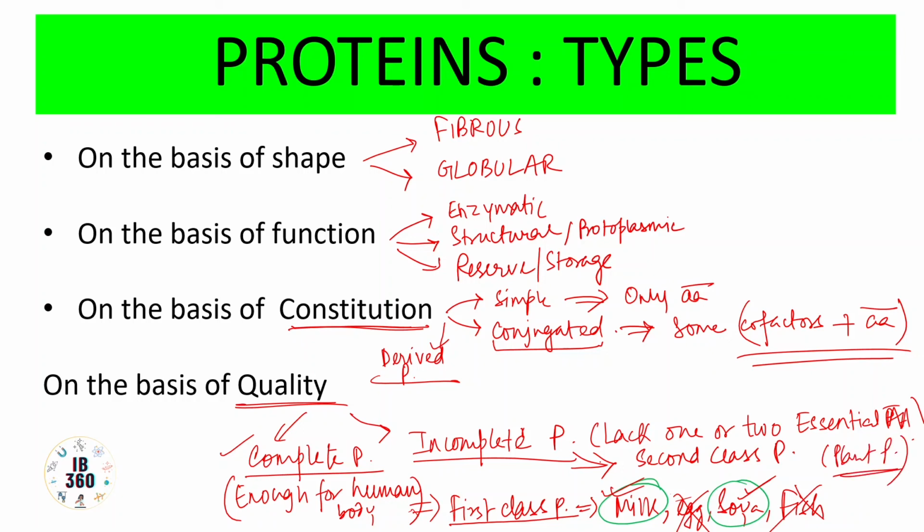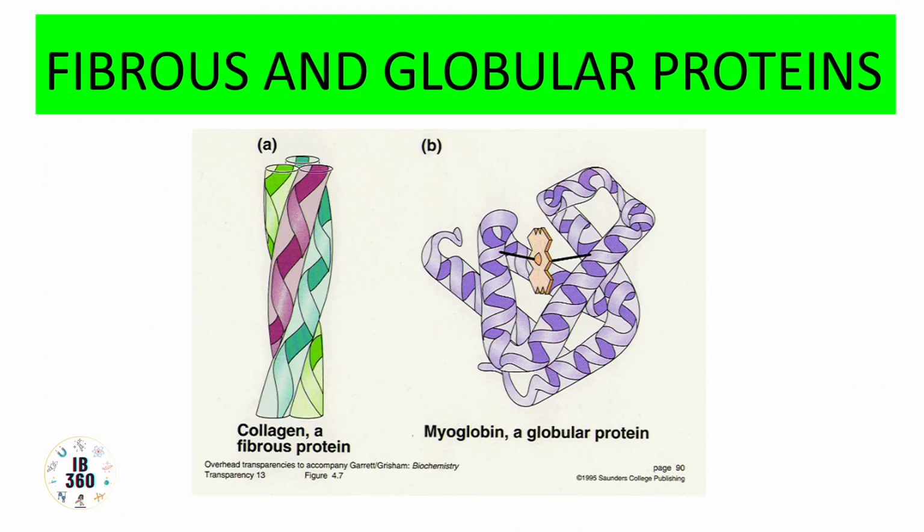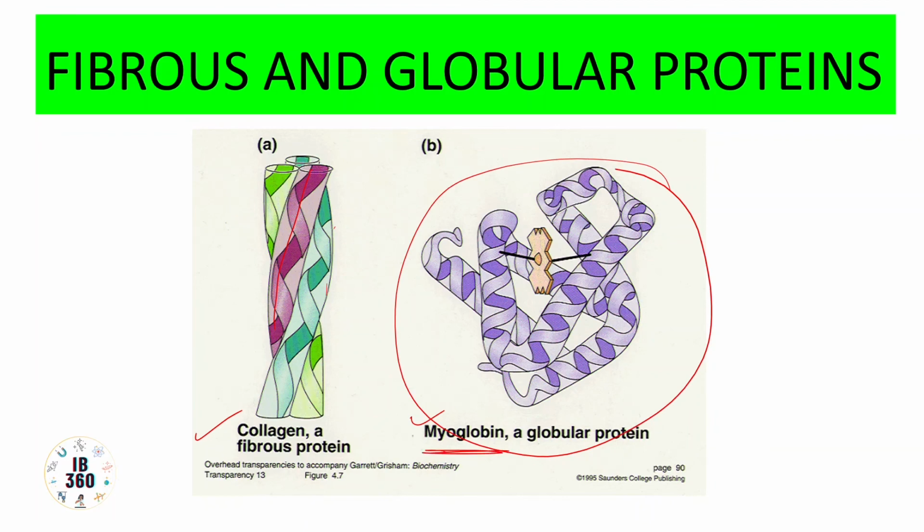So this is all about proteins and their types. Now one more thing which I want to show you is the difference in structures between fibrous and globular proteins. See, this is thread like and this is rounded in outline. And myoglobin is a very classic example of a globular protein.